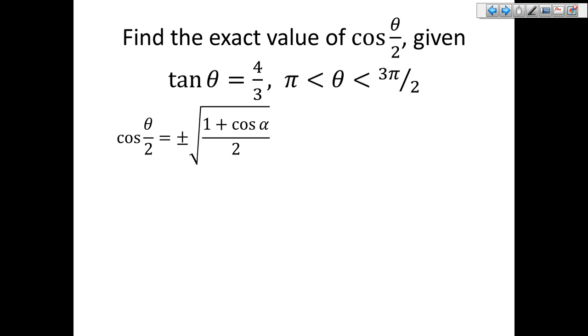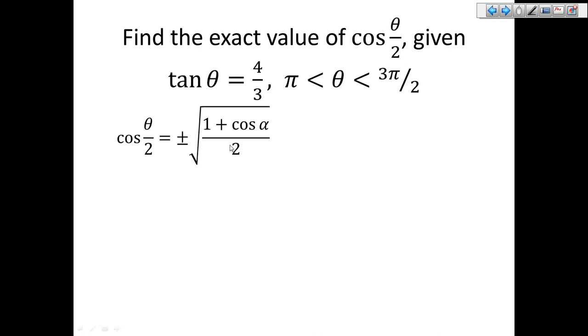Now, not a big deal to find cosine of theta if we know the tangent of theta. You did that back in chapter 5. I could give you the tangent of theta is equal to 4/3 and ask you what are the other 5 trig functions, and you should be able to do that. And this interval, pi is less than theta is less than 3 pi over 2, that tells you what quadrant we're in, quadrant 3 by the way, so that tells you whether each trig function is positive or negative.